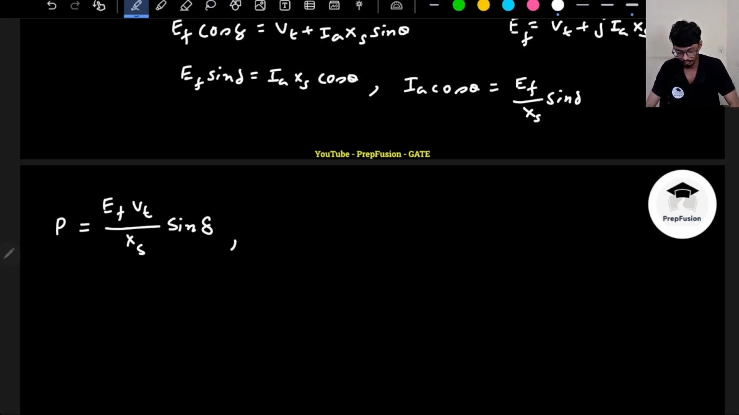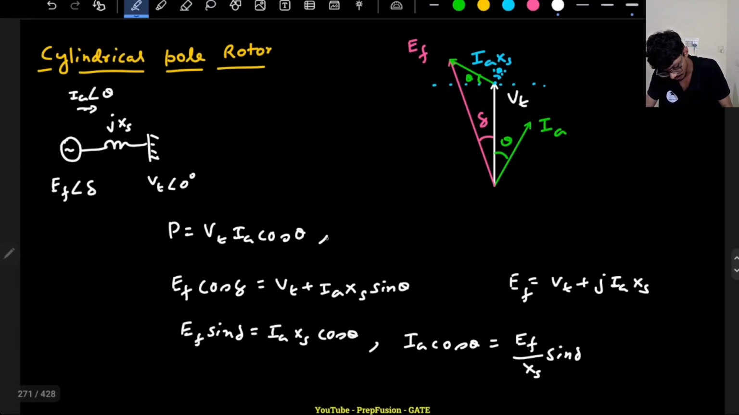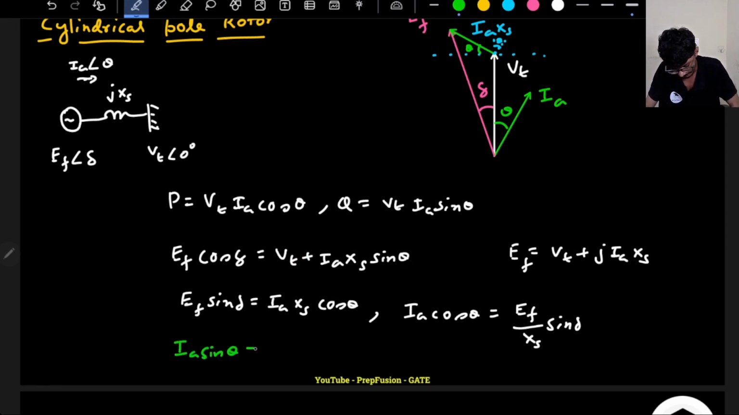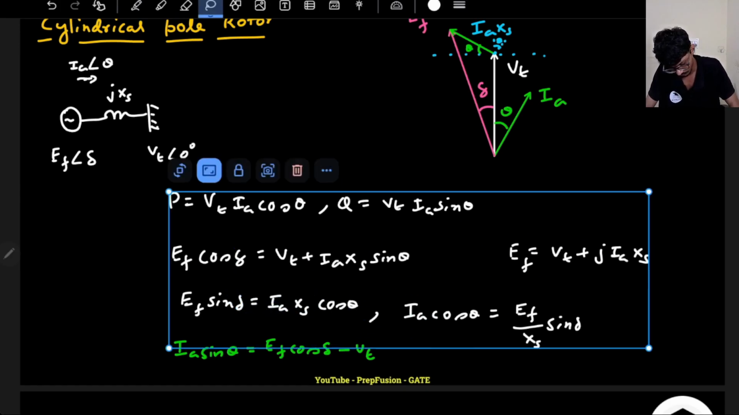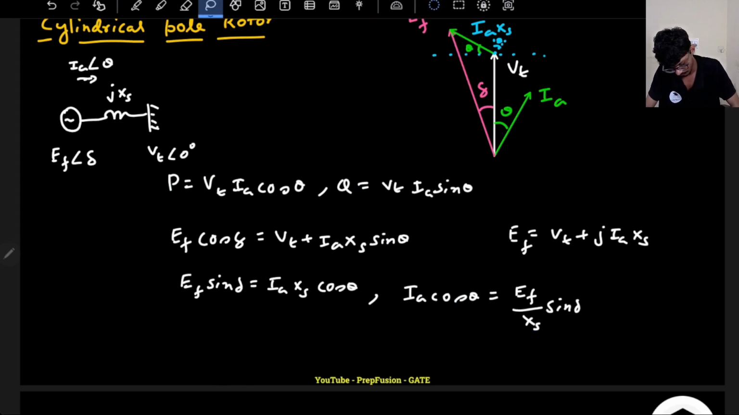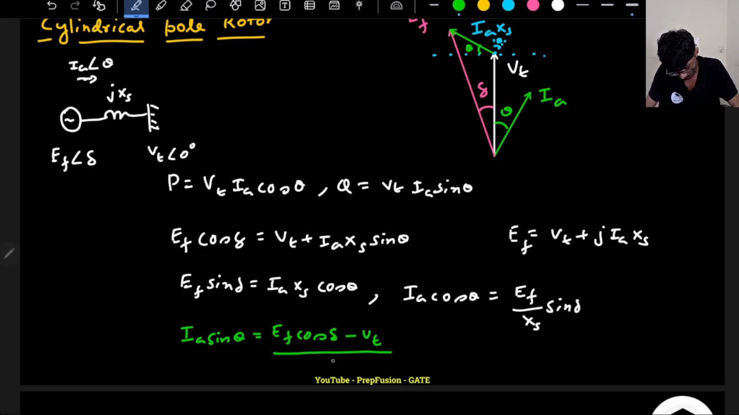Now what about reactive power? Again, what is my Q? Q is Vt Ia sin theta. So what is Ia sin theta? I can derive Ia sin theta from here. Ia sin theta will be equal to Ef cos delta minus Vt, divided by Xs.